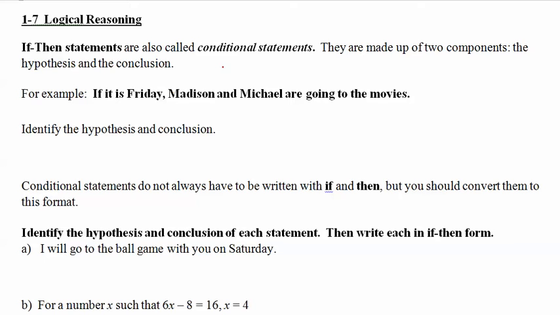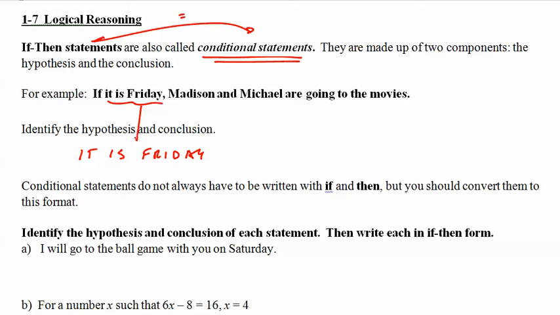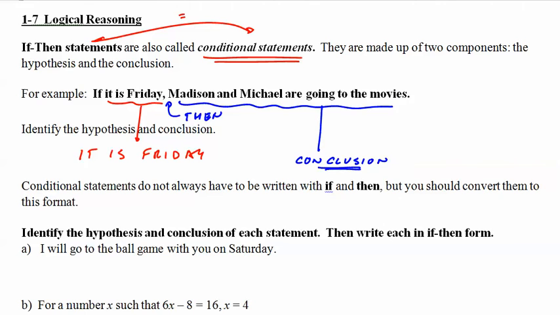An if-then statement is called a conditional statement. If-then is a conditional, they're the same thing. These are equivalent. They're made up of a hypothesis and then a conclusion. So the hypothesis is, it is Friday, the part that goes with the if. And the conclusion is after the then, which is missing. If it is Friday, you can mentally write one in or physically write one in. Matt and Michael are going to the movies. That's the conclusion. No point in writing it again. It's sitting right there. And that's the hypothesis.